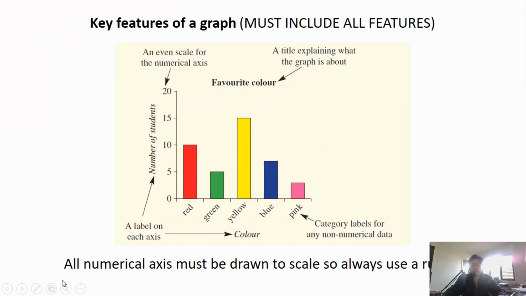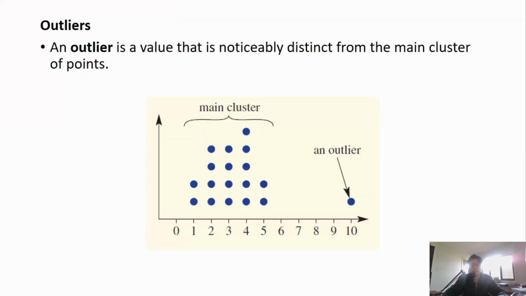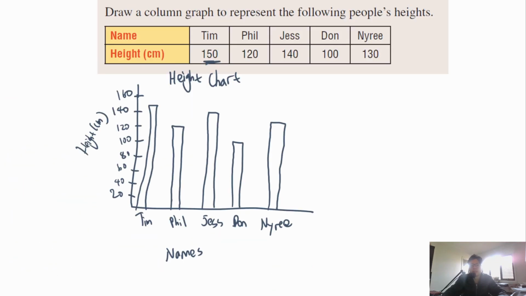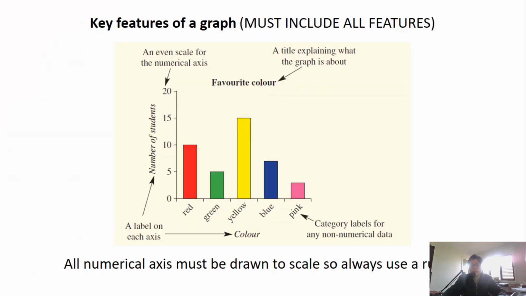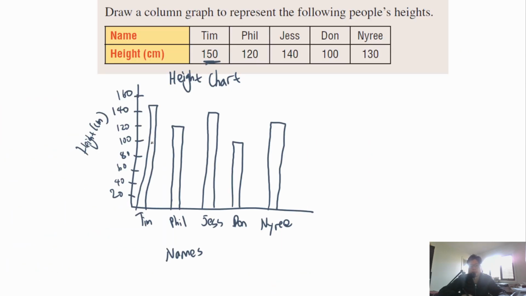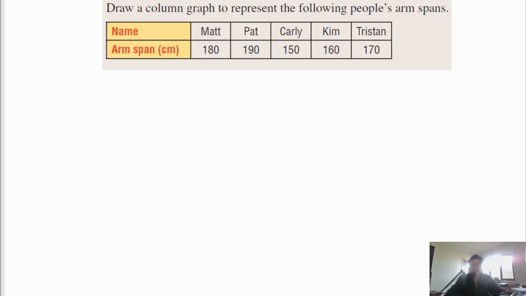Let's go back and have a quick check of the key features just to see if we've got them. Make sure you've got a title. We've got the title there. Make sure you've got an even scale. Got that there too. Not quite even, but we'll work with that for now. And label on each axis and category labels. Yeah, we've got the labels on each axis as well. And the category labels, so that's looking pretty good. Alright, so now it's your turn. Let's pause the video here and take a minute or two to draw the column graph.